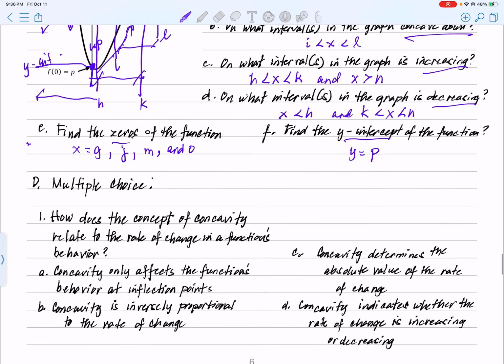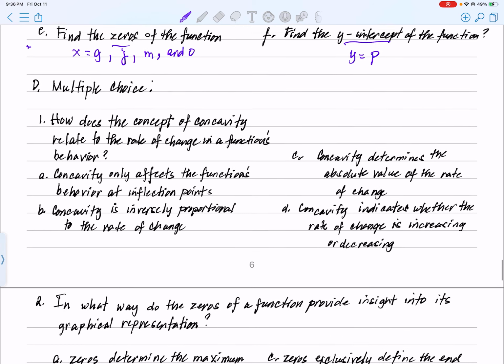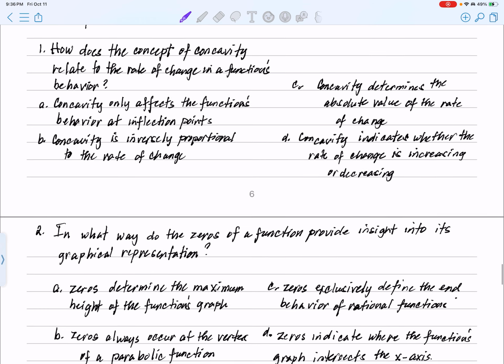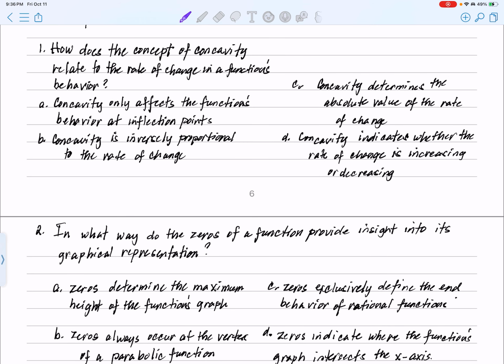Let's do the last part. Of course, in a test, there is a multiple choice. But be sure, when I was a student, I really liked to do elimination. When I eliminate the choices that are clearly not the answer, it will be easier for me to get the right answer. So let's do this. How does the concept of concavity... Be sure you underline the term that will let you understand the question.